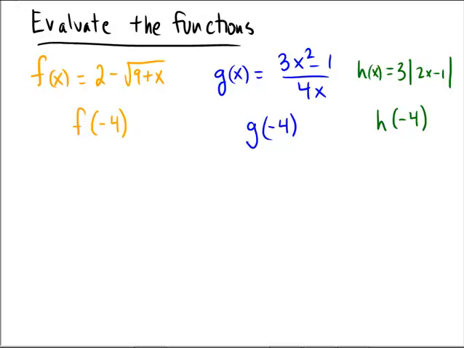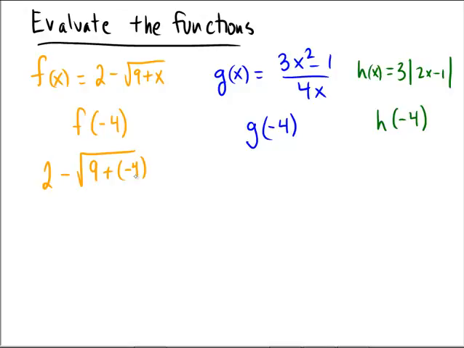Here we have f of x equals 2 minus the square root of 9 plus x. F of negative 4 would be equal to 2 minus the square root of 9 plus x is being replaced with negative 4, so that's where we place the negative 4. I recommend using parentheses every time you're going to insert a variable or replace a variable with a numerical value. It'll help to reduce errors that happen sometimes with exponentiation or losing negative signs and such things.